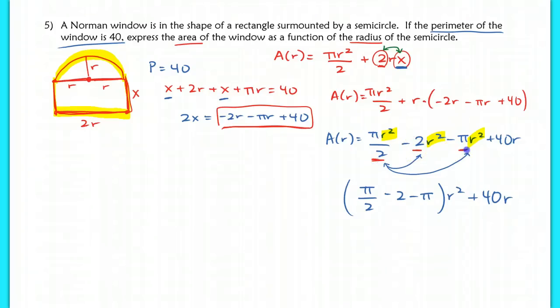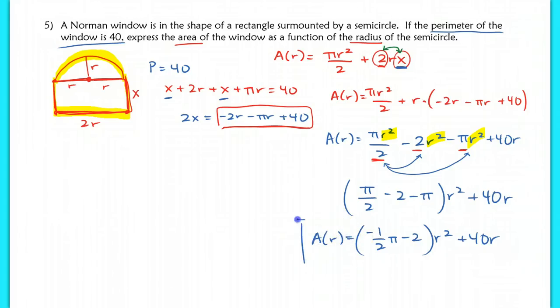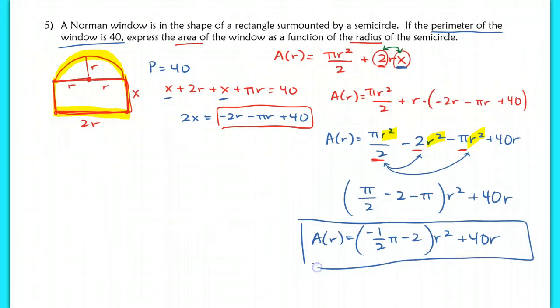Just recognize that this is the same exact variable term, and then treat the coefficients out in front like numbers. If that was just a 3 minus 2 minus 6, you would simplify that. You're doing the same thing here. So we have pi over 2 minus pi, so I have negative 1/2 pi minus 2, times r squared, plus 40r. And this is your area as a function of r.